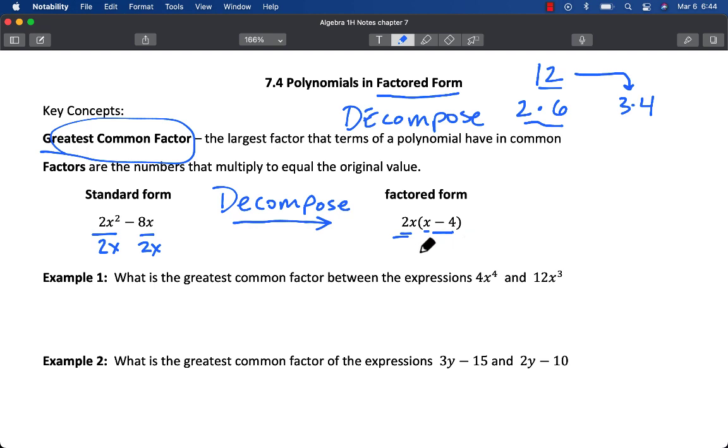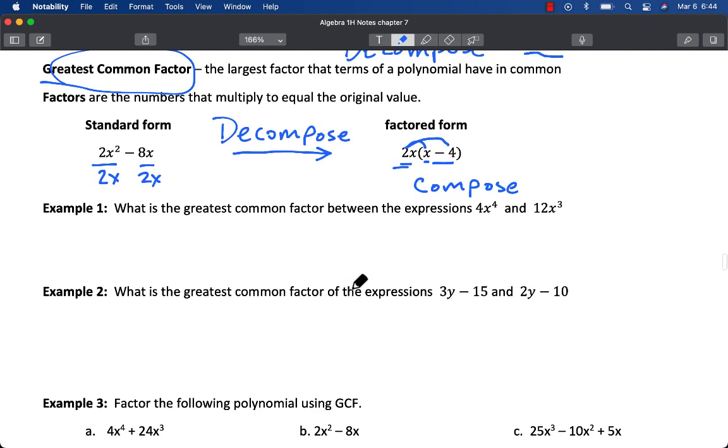Now, if I wanted to put these back together to check my work, I would compose the polynomial, and I would do that by distributing that 2x to the x and the minus 4. That would bring me back to 2x squared minus 8x.